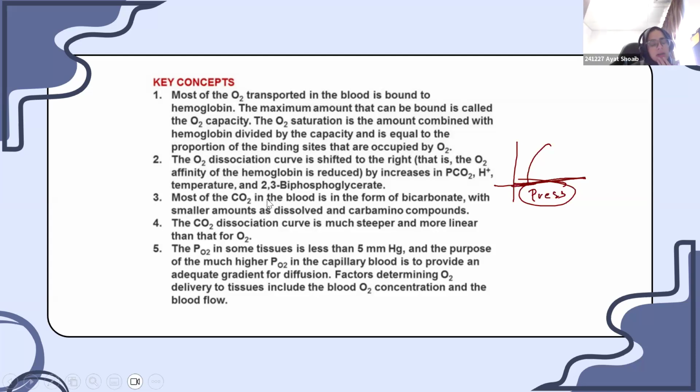Most of the CO2 in the blood is in the form of bicarbonate, with smaller amounts dissolved or in carbamino compounds. Okay, this is the thing I told you. Most of it is in the form of bicarbonate. Please remember this. It can probably come up. Okay, most of the CO2 is in the form of bicarbonate.